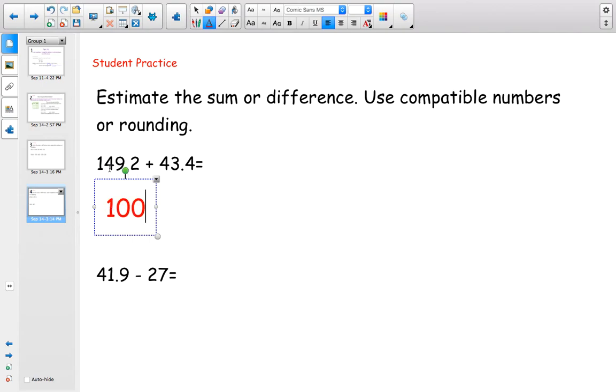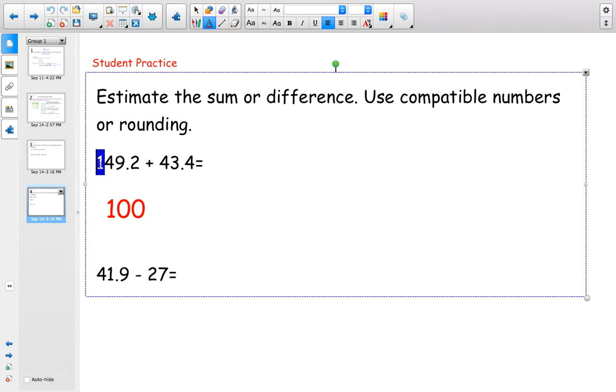Again, I'm looking to my number, I'm looking at my hundreds place. I have my 1. I look to my right, which is my helper number, which is a 4. That tells me that I'm going to let it rest. So my 1 is going to stay the same, and my 2 numbers before the decimal turn to zeros. I can get rid of my decimal and my 2/10, and I round down to 100.